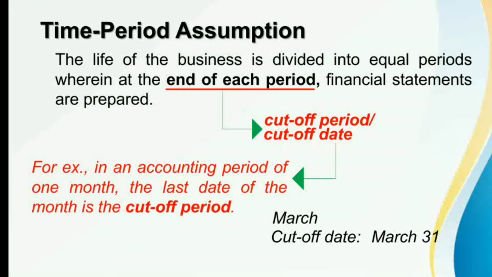And then, if the accounting period is 1 year and the business is using the calendar year, the cut-off date would be the last day of December, and that would be December 31. See, it's very important that you guys know what is the last day of each month. You should know how many days in January and February and March and so on and so forth. And I'm going to share with you a trick in order to remember all these things without even memorizing it.